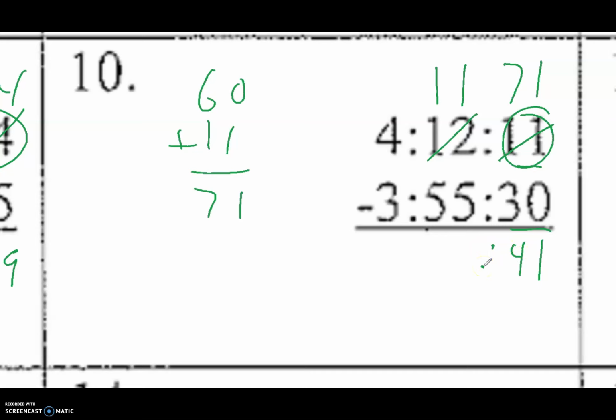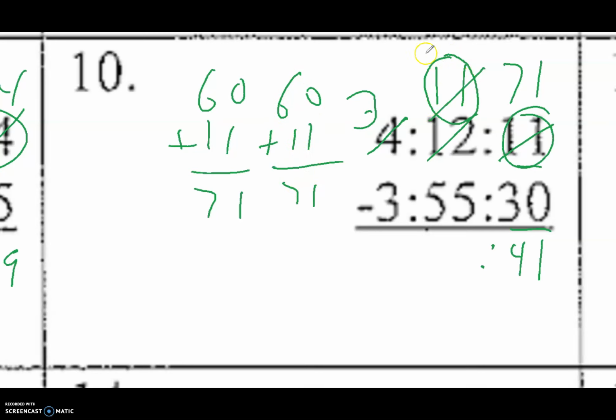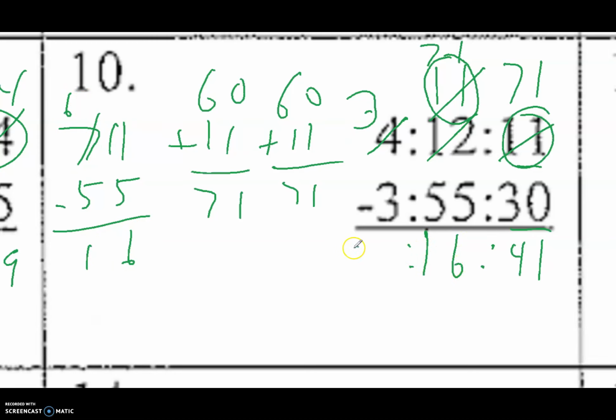11 minus 55 can't happen, so I have to cross out my 4, make that a 3. And again, borrowing an hour, I have to add 60 to my 11. Oh, look at that. I already have the math right there, but I'll do it again to confirm. 11 becomes 71. 71 minus 55 is 16. Yes, basic math is a very important skill, ladies and gentlemen. So we have 0 hours, 16 minutes, and 41 seconds.